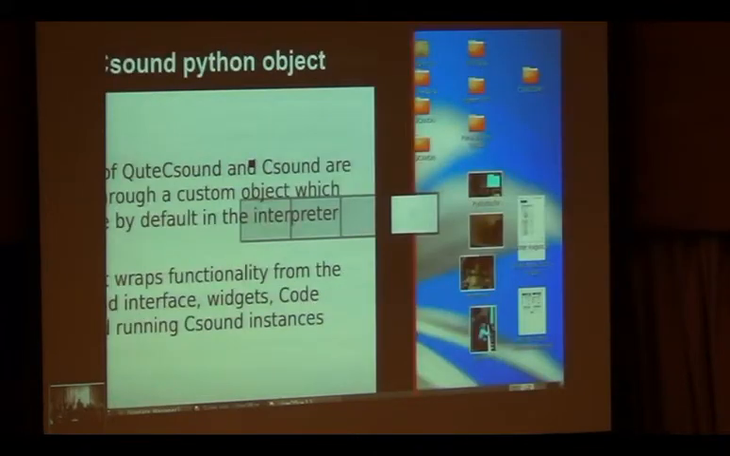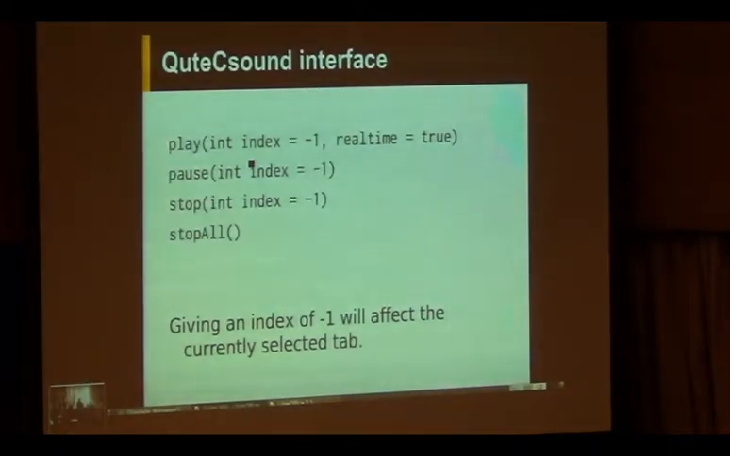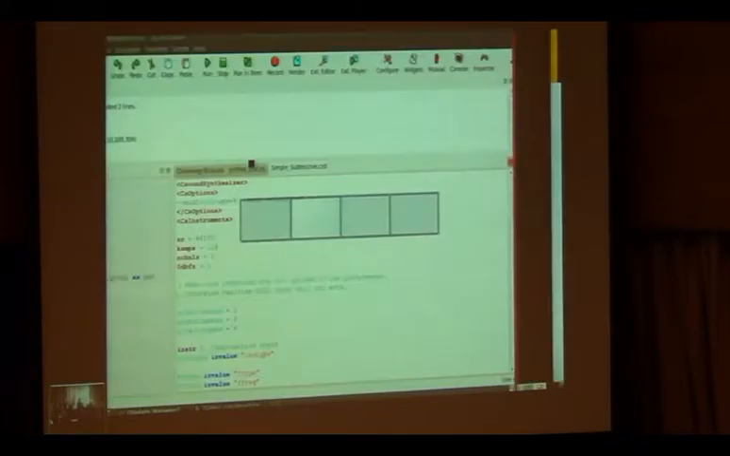So let's have a look at what you can do. There's a basic sort of transport control, and you can access any of the open documents. If you don't give an index, by default it'll apply on the currently selected tab. Or you can give an index to affect any other tabs. For example, I can say q.play. This will start playing the currently selected tab, the simple subtractive synth.